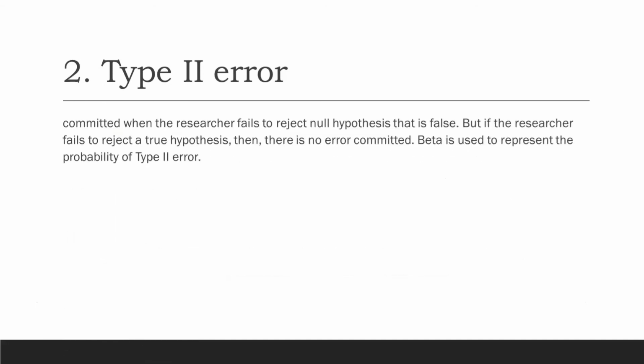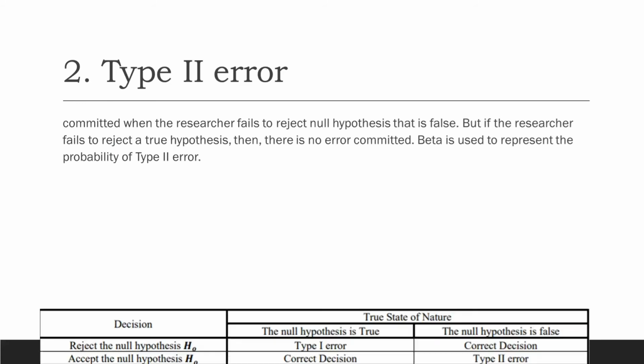Next natin is the second type of error, which is type 2 error. It is committed when the researcher fails to reject a null hypothesis that is false. But if the researcher fails to reject a true hypothesis, then there is no error committed. Beta is used to represent the probability of type 2 error.